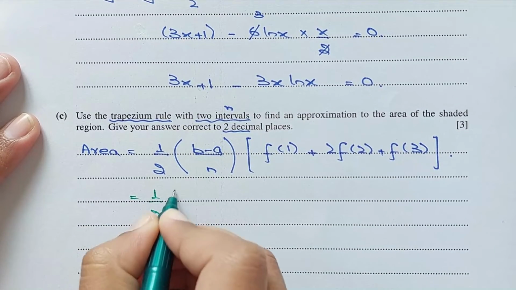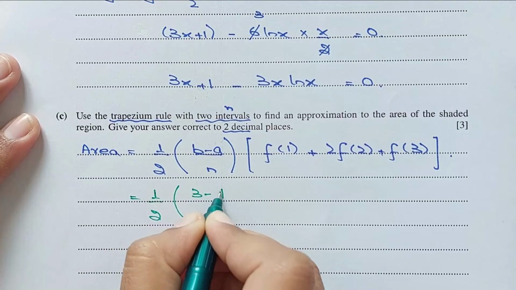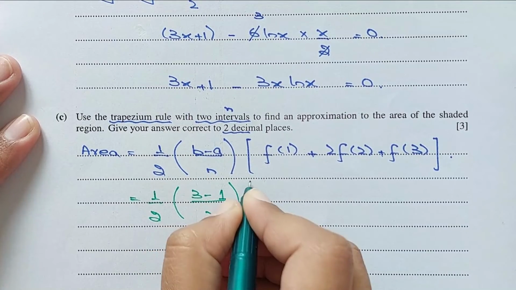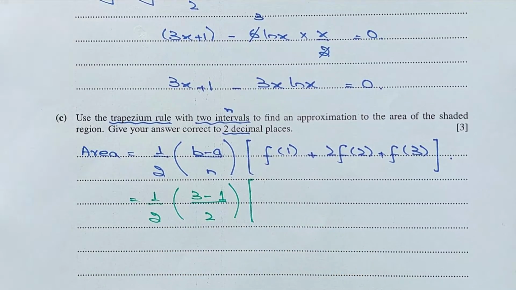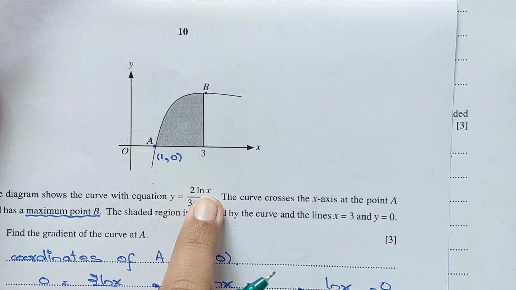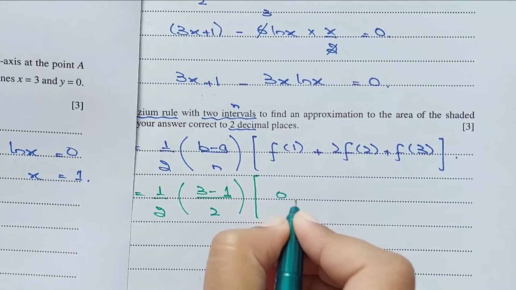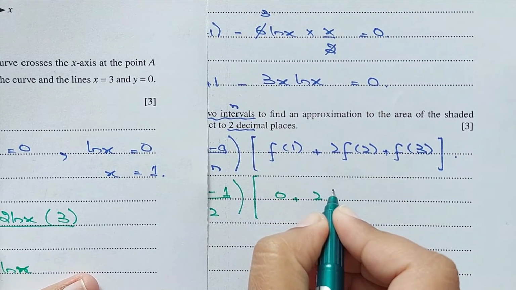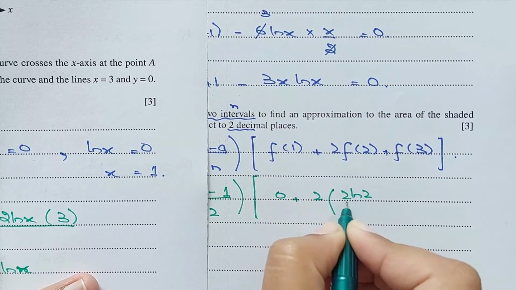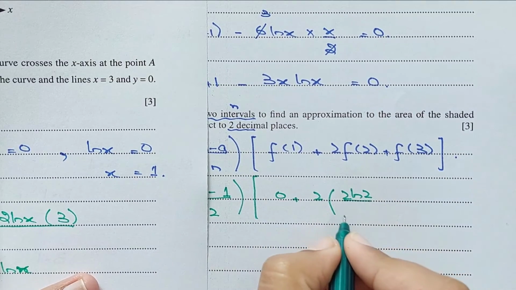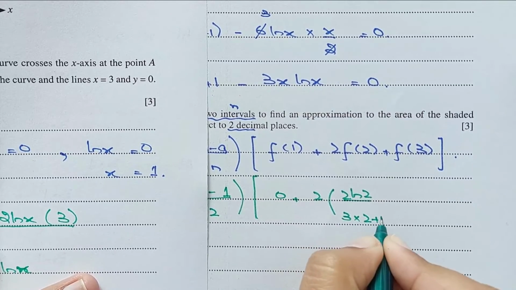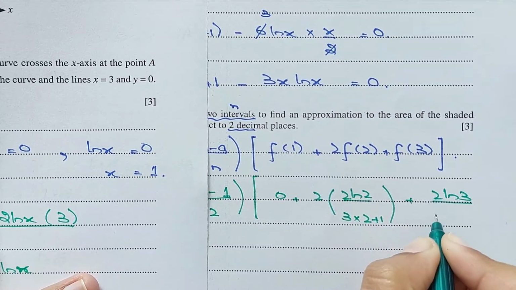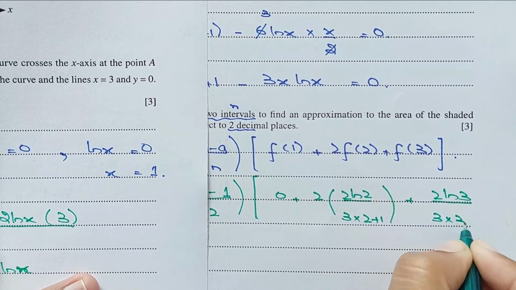1 by 2, b value is 3 minus a value is 1, because we are doing between 1 and 3, over the number of intervals, which is 2. Function value at 1: we have ln of 1 is 0, so this is just 0, plus 2 times, we have ln of 2, 2 ln 2 over 3 times 2 plus 1, plus 2 ln 3 over 3 times 3 plus 1.